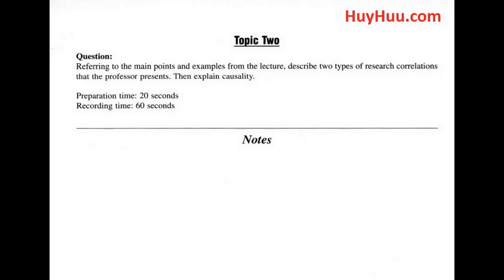Referring to the main points and examples from the lecture, describe 2 types of research correlations that the professor presents. Then explain causality. Please prepare your answer after the beep. Please begin speaking after the beep.